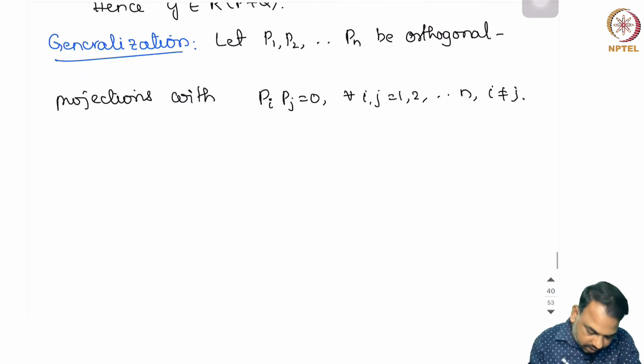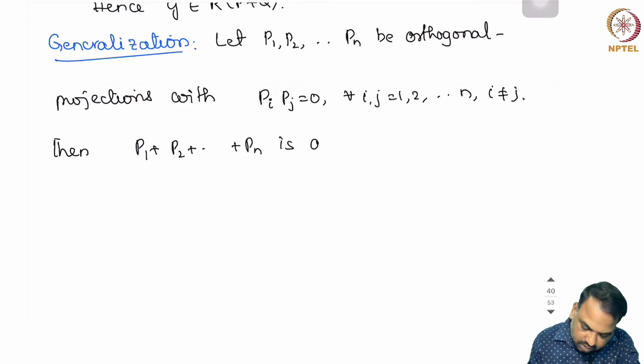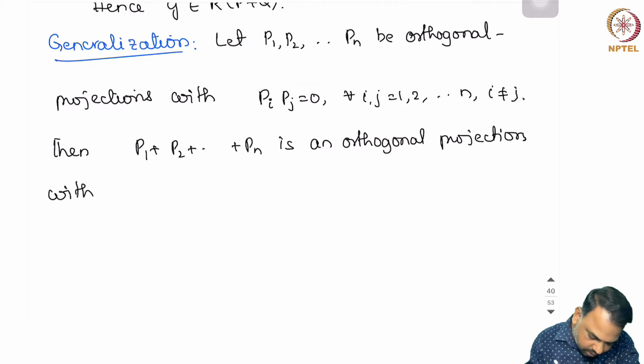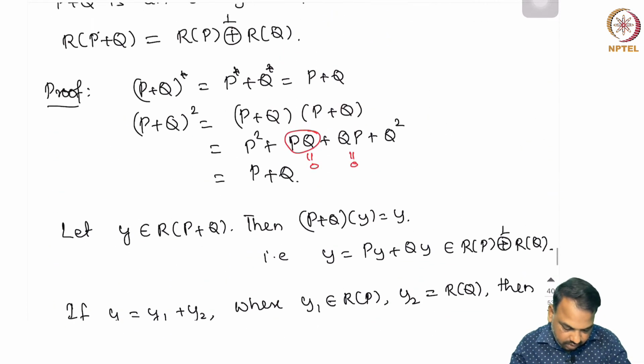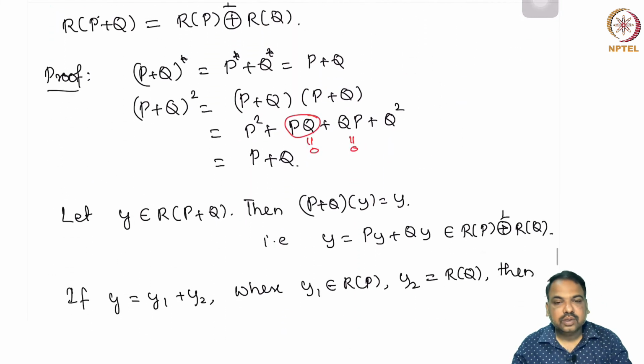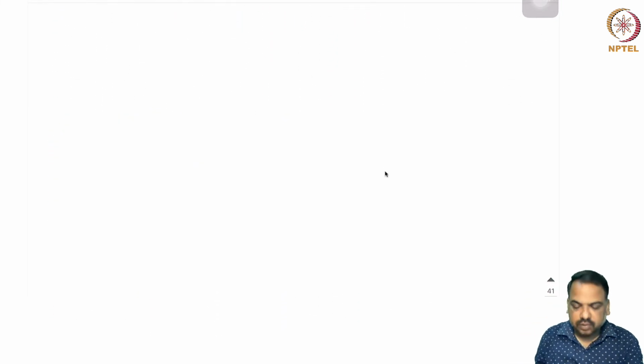Okay, then we can say that P1 plus P2 and so on up to Pn is an orthogonal projection with range the direct sum of range of Pj, j equal to 1 to n. This can be done using the same method that we proved for two projections. Let us prove the following result.